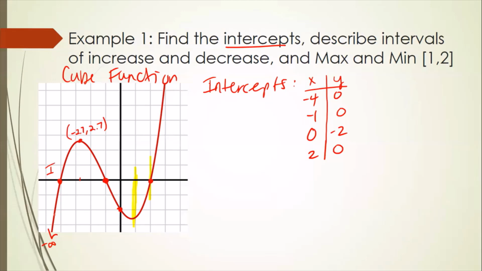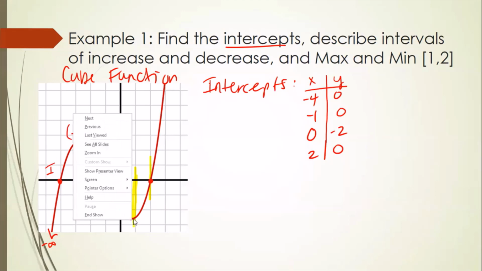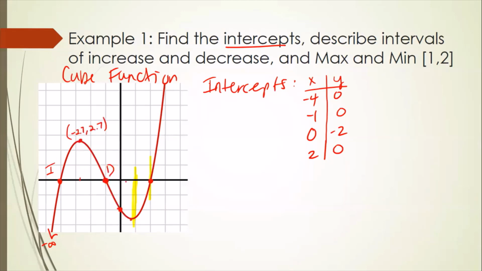Then I keep reading my graph from left to right. From here to here, what is it doing? Decreasing. This is decreasing, and it decreases up until here. Oh, I'm just going to stick with 0.7 for today. I'm feeling it in my spirit. 0.7 and -2.7. So that's decreasing. And then it does what from here? Increases all the way to what? Infinity.